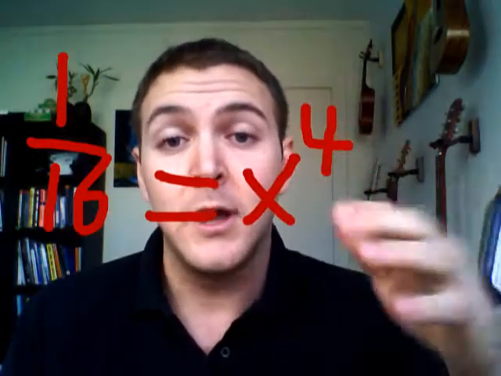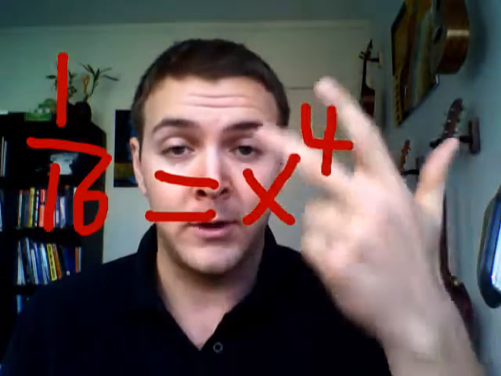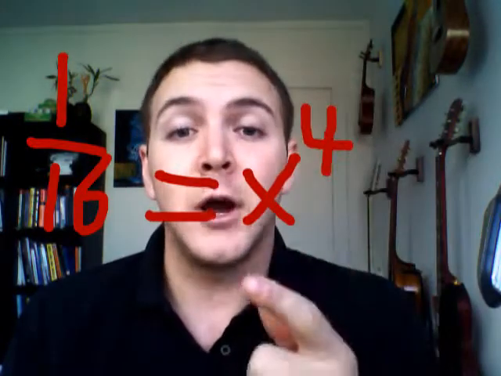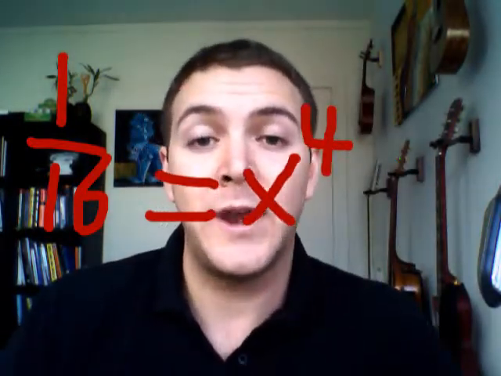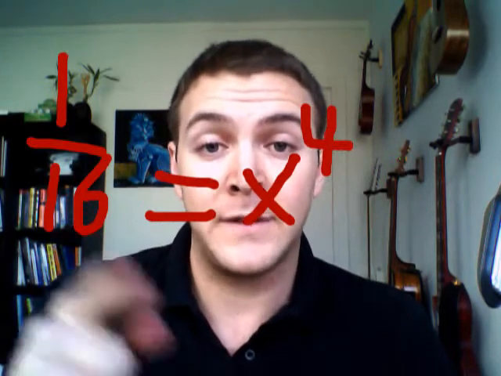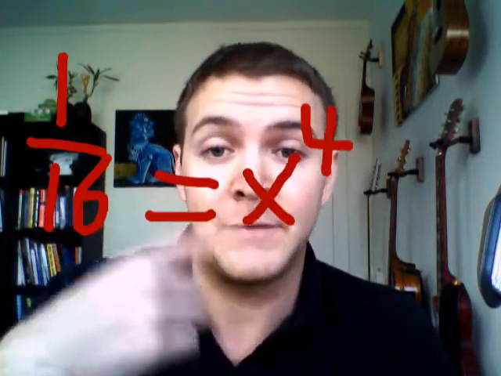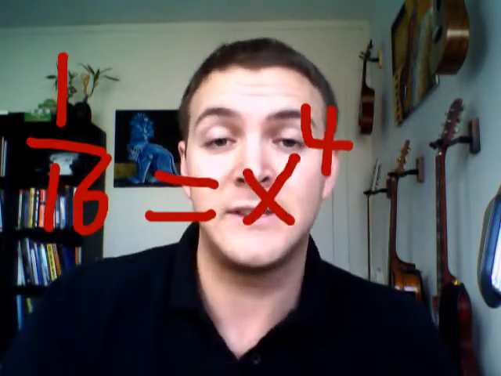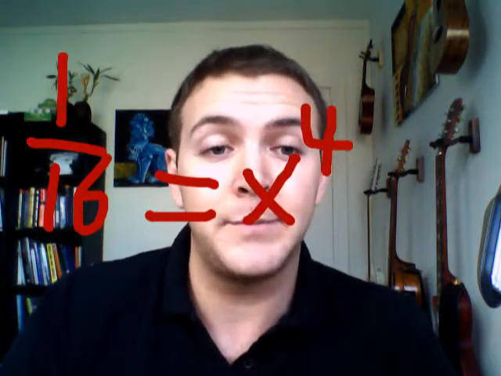So what about 2? 2 to the 4th: 2, 4, 8, 16. So x actually equals 1/2. If you think about it, 1/2 times 1/2 is 1/4. Times 1/2 is 1/8. Times another half is 1/16. And x ends up equaling 1/2.